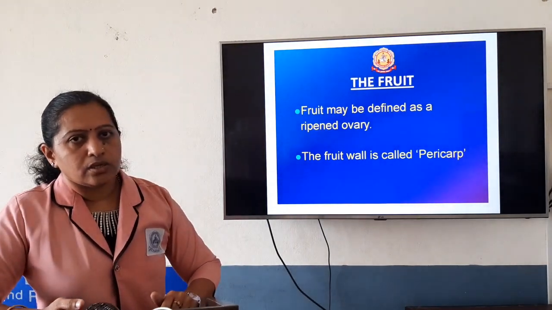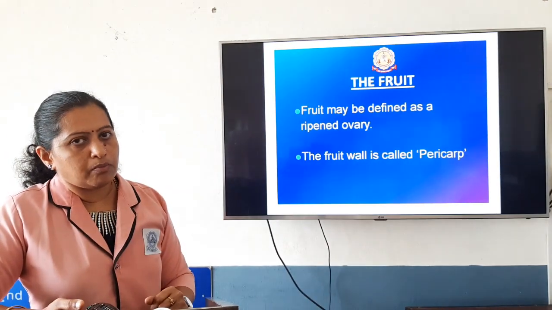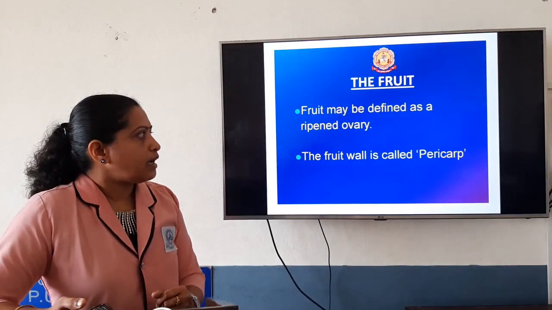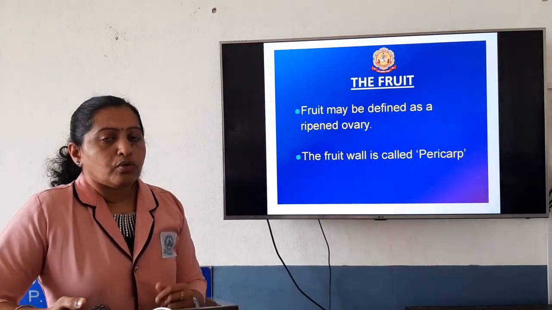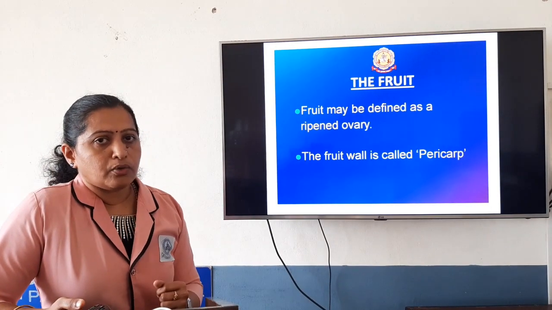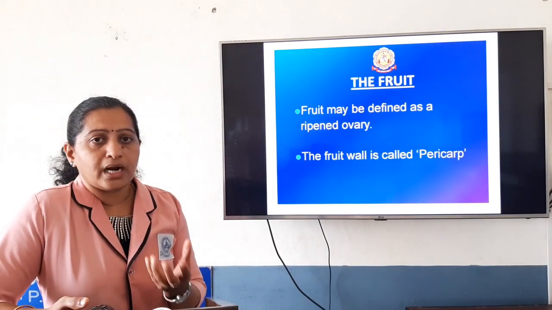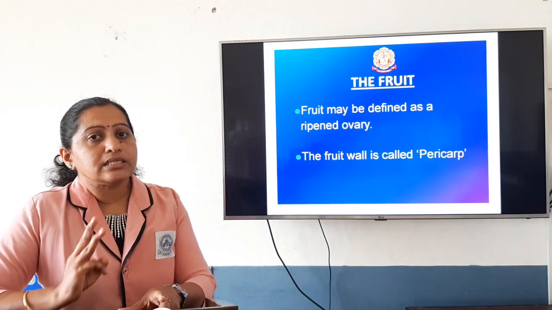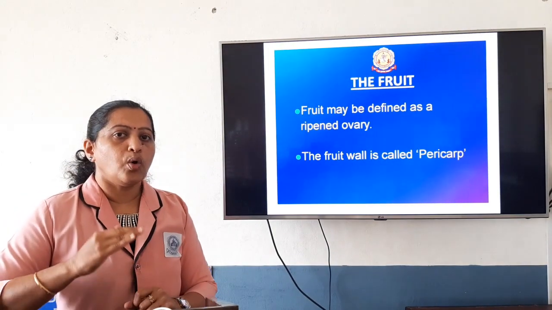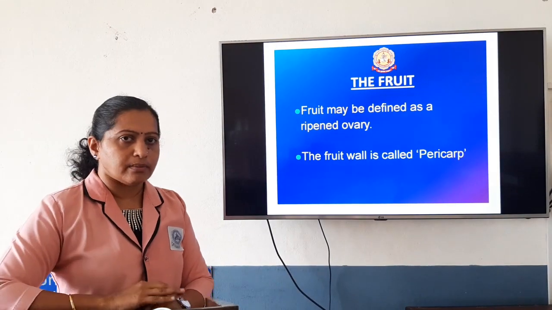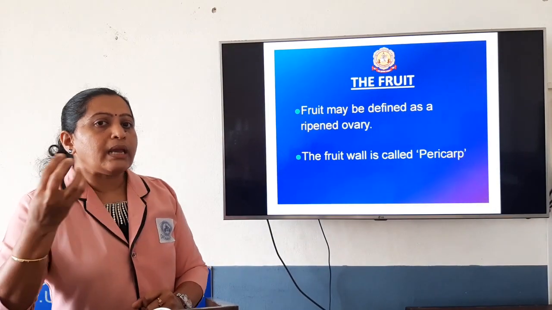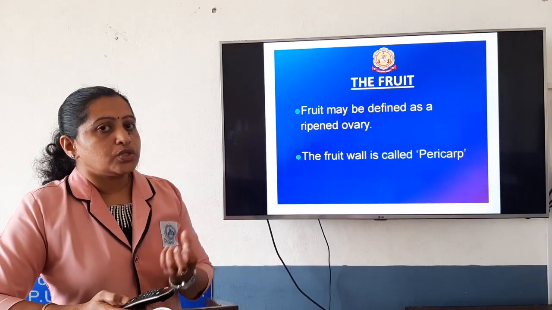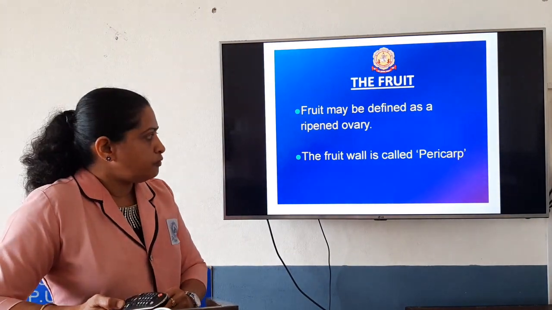Now let us discuss a part of the plant body, that is fruit. Fruit is usually defined as a ripened ovary. You know that in a flower there is a part known as the ovary, and the ovary is a part of a carpel. Carpel is the female reproductive unit. Carpel has 3 distinct parts: ovary, style and stigma. The ovary will ripen to form a part of the plant body known as fruit. So a ripened ovary is a fruit.